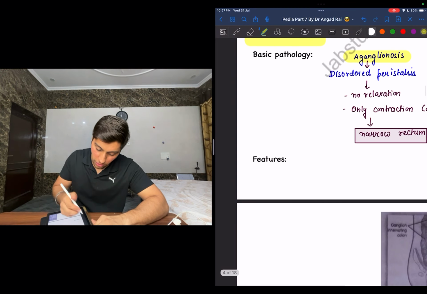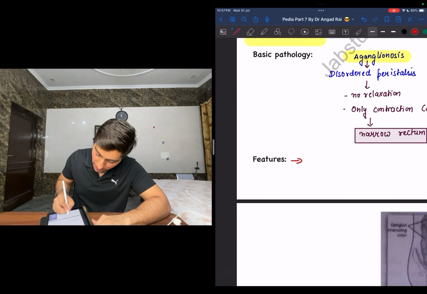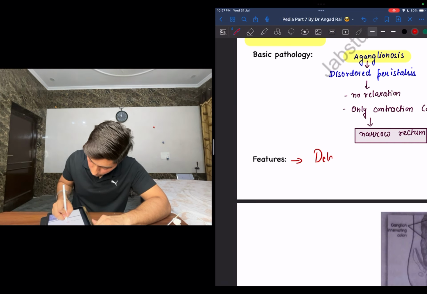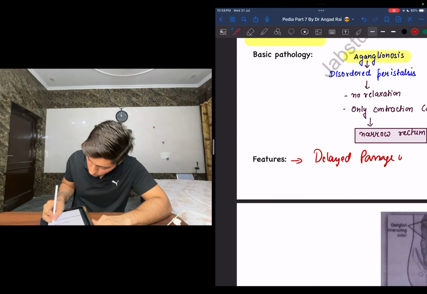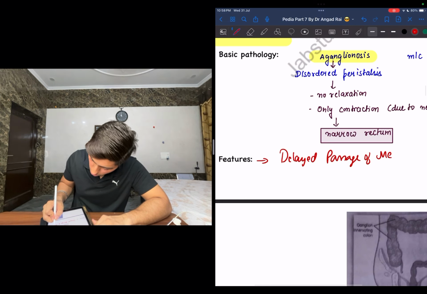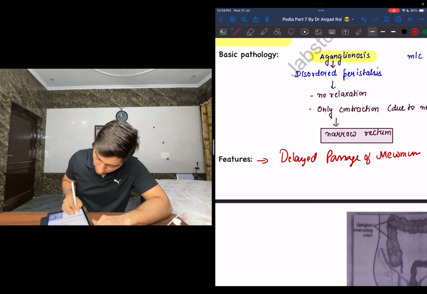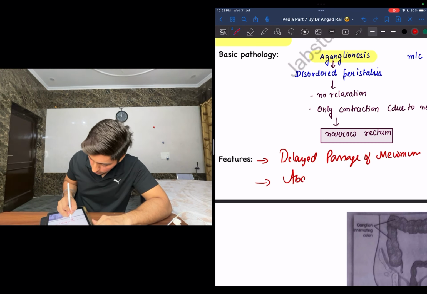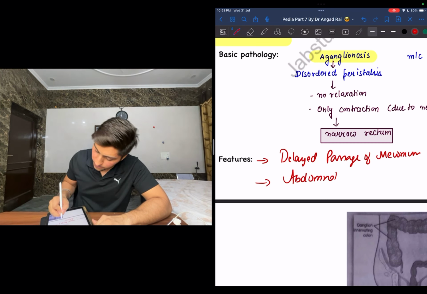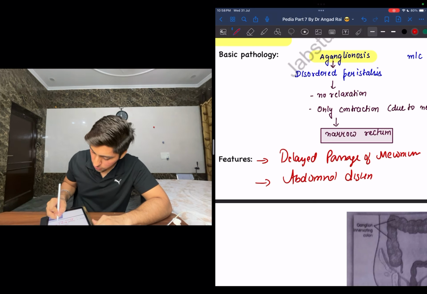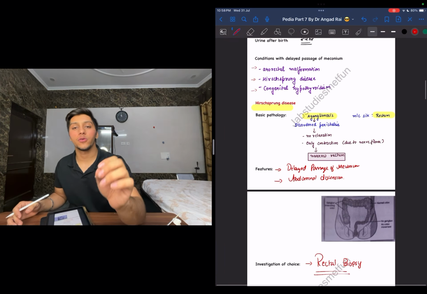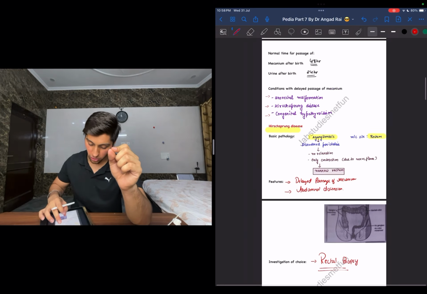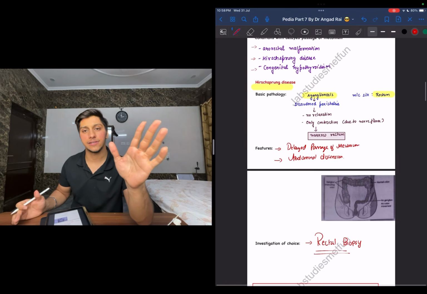Remember, if they ask you about the complaints, what are the complaints, guys? It is going to be delayed passage of meconium. Along with that, you will also have abdominal distension. Okay, delayed passage of meconium and abdominal distension. This is all about your Hirschsprung's disease.